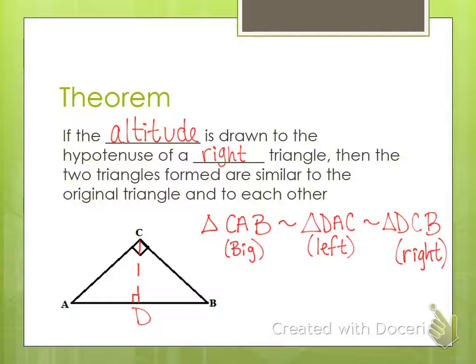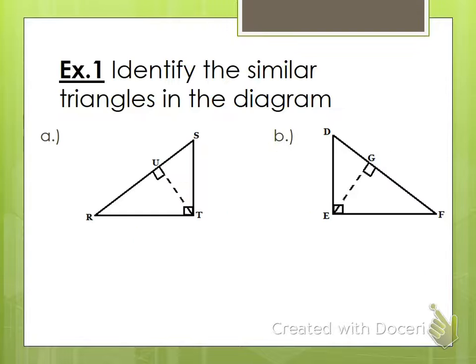Okay, any questions about this theorem or pulling out the three different triangles? All right, let's move on. Identify the similar triangles in the diagram. So this is like what we just did.